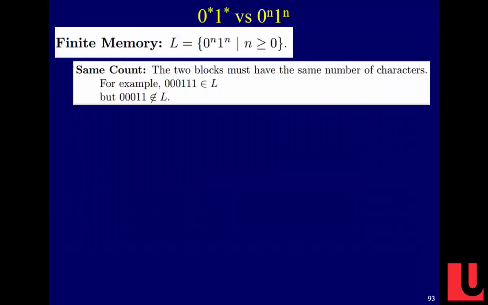All right. So here's another example. This is the set of all strings of zeros followed by 1s, except the number of zeros has to equal the number of 1s.